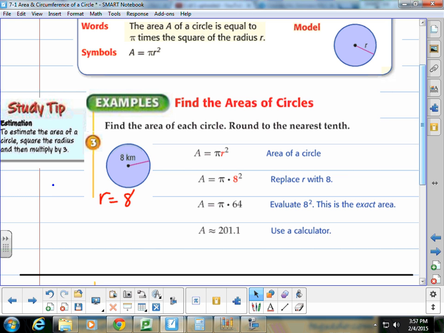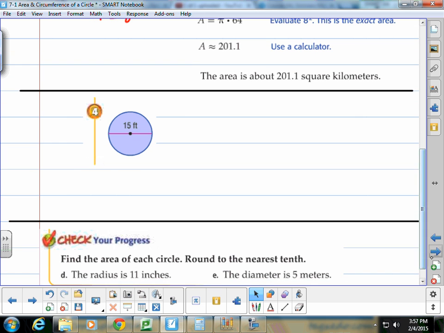But we're going to use our calculator, so 64 times 3.14, and we get 201.1, rounded to the nearest tenth place. So the area of that circle with a radius of 8 kilometers is about 201.1 square kilometers. Let's try another one. This time we're given the diameter of 15.